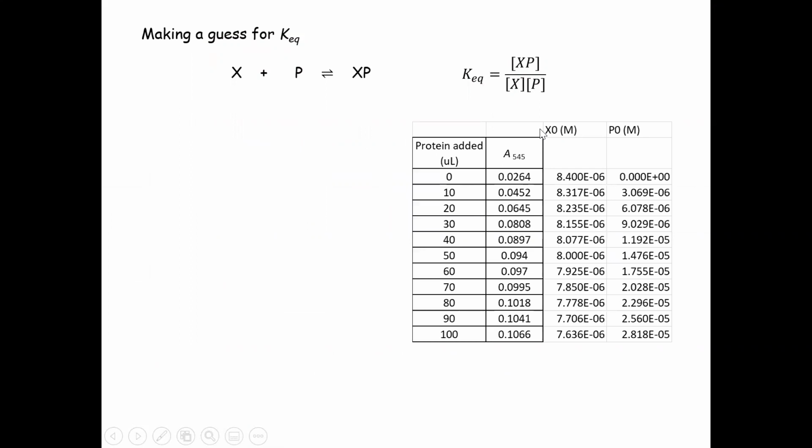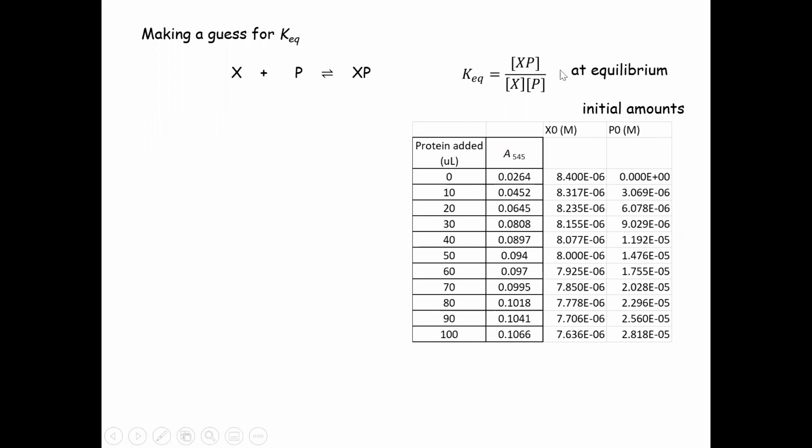In order to make a guess for KEQ, we need to recognize that there's this equilibrium that exists, X plus P goes to XP. And this is my expression for the equilibrium constant, how I would calculate it. I have this initial set of conditions, right? So these are the initial amount of ligand and protein that exist.